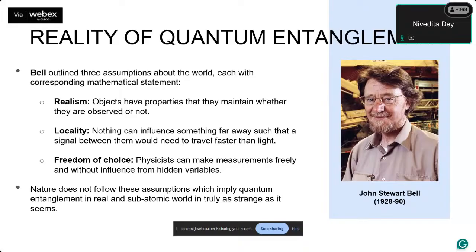But the real underlying truth is that nature does not follow these assumptions, which implies that quantum entanglement in the real subatomic world is truly as strange as it seems. So maybe it can travel faster than light, or something like that, but classically measuring it is not possible. We are not only telling that quantum entanglement exists; that's realism, definitely it exists. But what I want is to measure the entanglement, or get the benefits of it. We want to use it for security purposes.